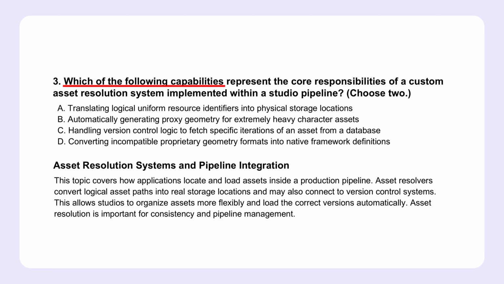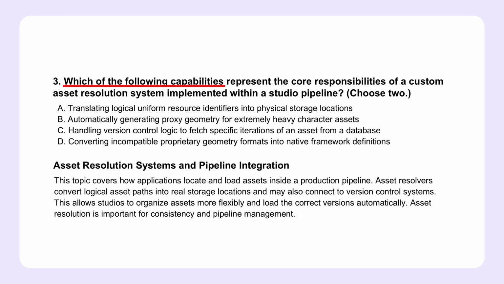Let's hear them. Option A, translating logical uniform resource identifiers into physical storage locations. Option B, automatically generating proxy geometry for extremely heavy character assets. Option C, handling version control logic to fetch specific iterations of an asset from a database. And option D, converting incompatible proprietary geometry formats into native framework definitions.